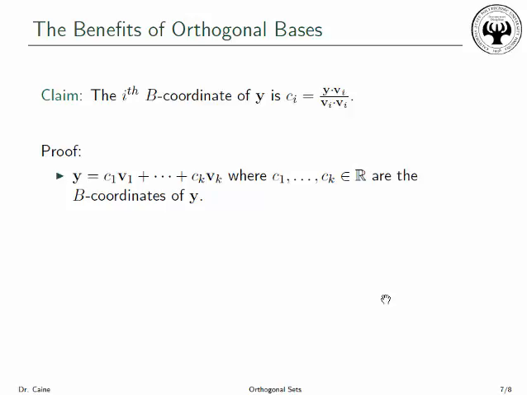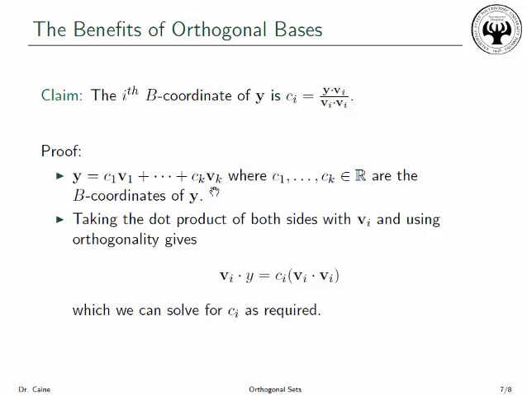So what we want to do is figure out how we can solve for C1 through CK and end up with these formulas. And we can do so by taking dot products and using orthogonality. If we fix one of the indices i and take the dot product of this expression on both sides with Vi, then on the left we'll have Vi dot with y, and on the right we'll have Vi dot with the linear combination C1 V1 plus up to CK VK.